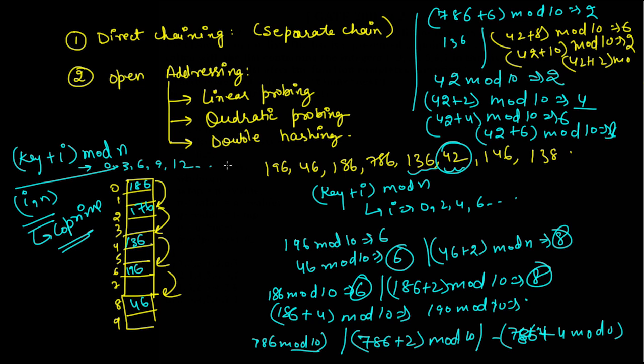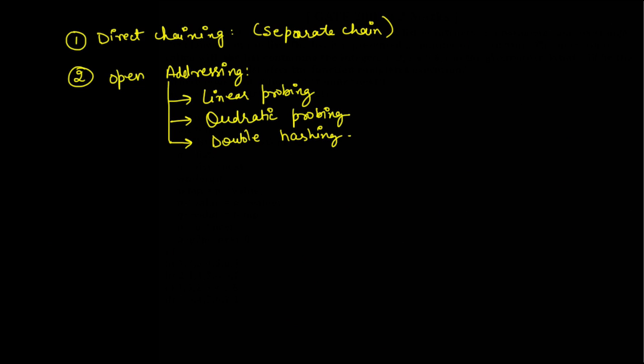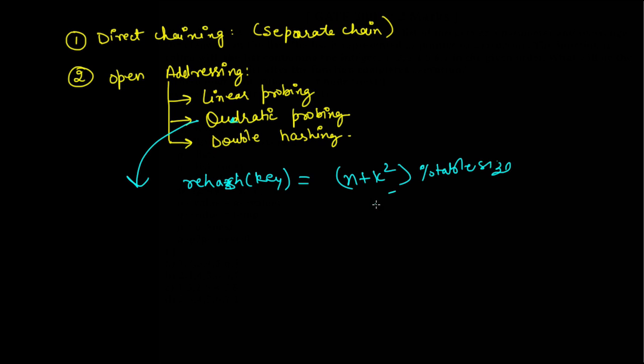Now let us see the second method, which is quadratic probing. In the case of quadratic probing, we just change the hash function. Whenever we get a collision, the rehash of the key is going to be (n + k square) modulus table size. This k can vary from 0, 1, 2, 3 and so on, right?